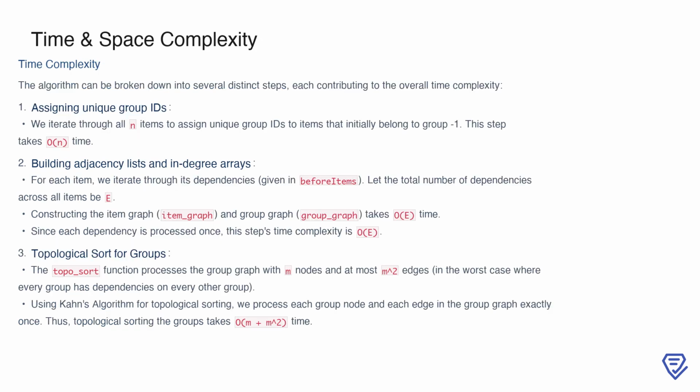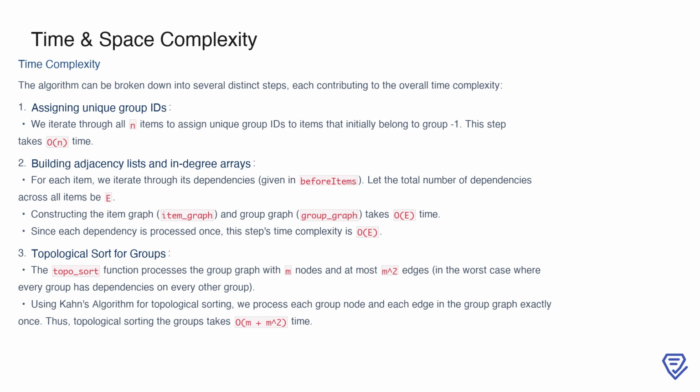Here, we start analyzing the time complexity of the algorithm by breaking it into individual steps. First, we assign unique group IDs to items that initially belong to group -1. Since this involves iterating through all n items, it takes O(n) time. Next, we build the adjacency lists and in-degree arrays for both the item graph and the group graph. For this, we process the dependencies provided in the before items array. Let's denote the total number of dependencies as E. Each dependency is processed once, so building the graphs takes O(E) time.